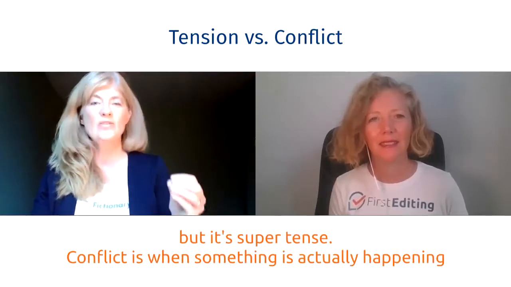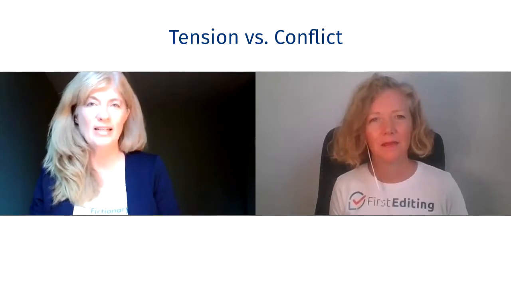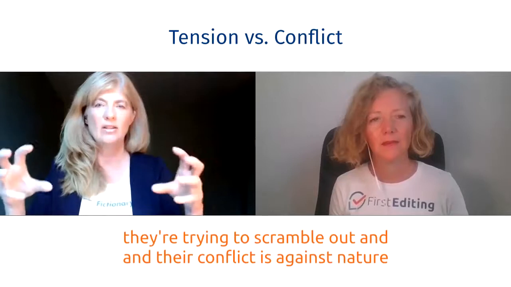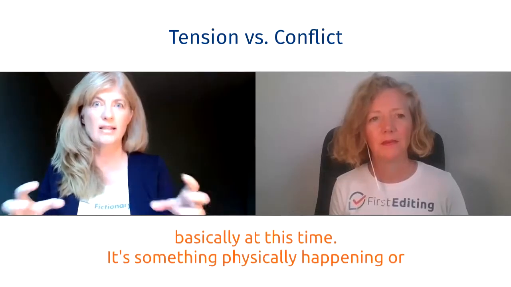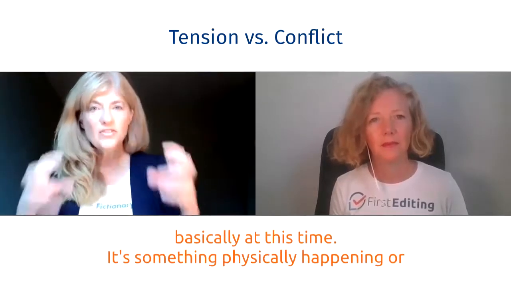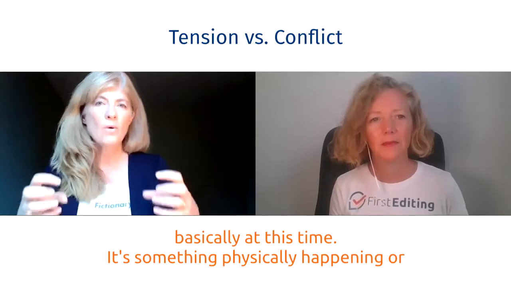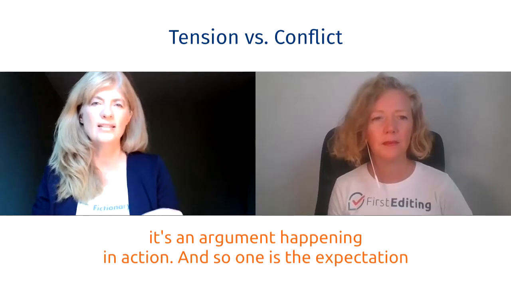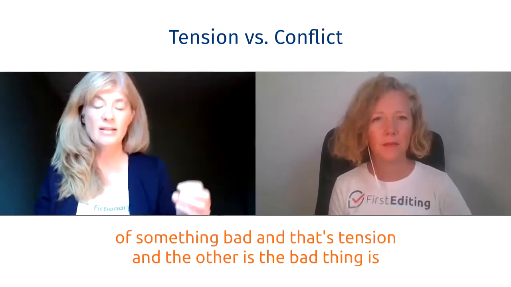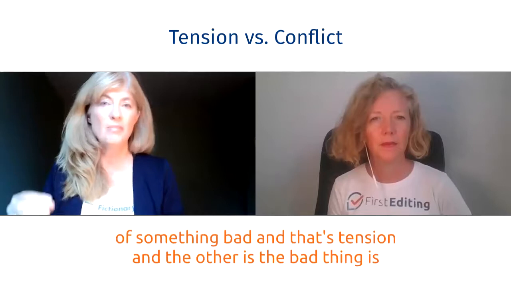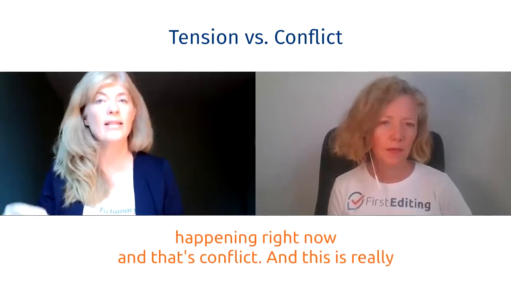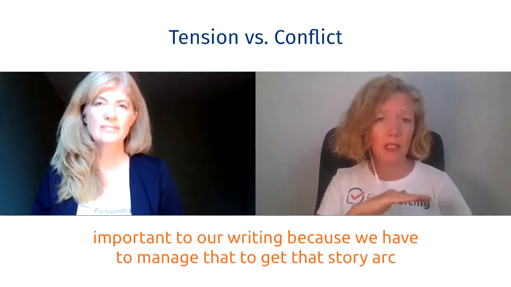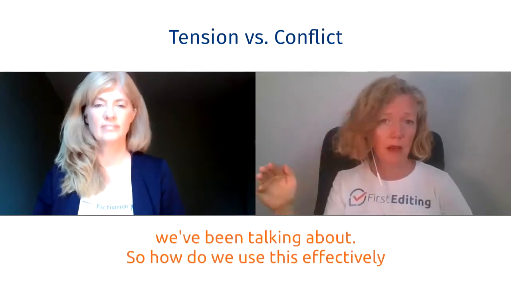Conflict is when something is actually happening. So when that bus goes over the cliff and they're trying to scramble out and their conflict is against nature, it's something physically happening or it's an argument happening in action. And so one is the expectation of something bad, and that's tension. And the other is the bad thing is happening right now, and that's conflict. And this is really important to our writing because we have to manage that to get that story arc we've been talking about.